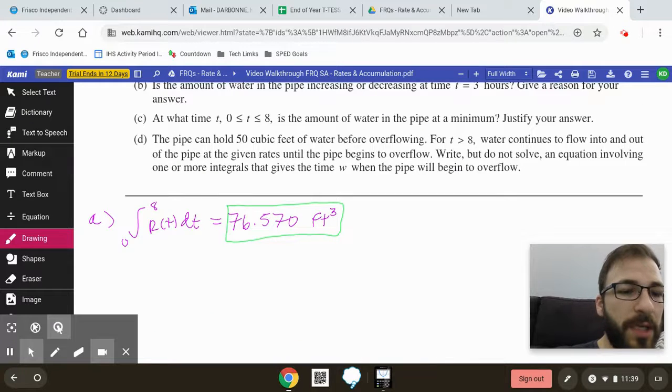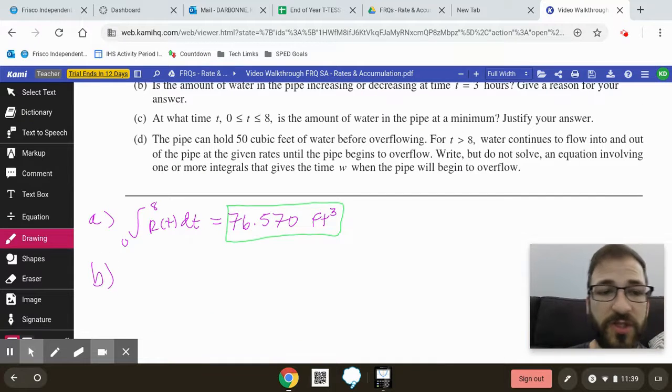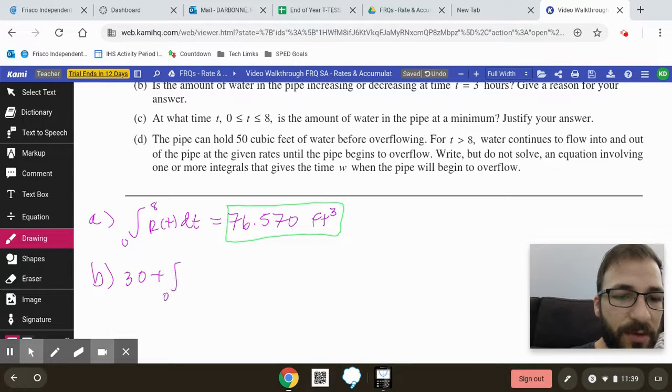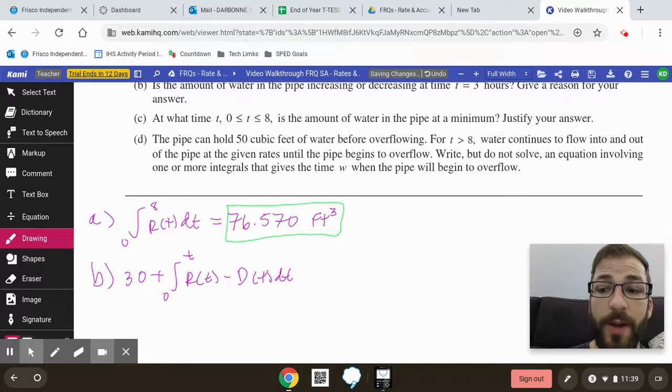So for part B, this is going to be the first time of our mega equation for this one. So 30 plus the integral from 0 to t of R of t minus D of t dt. So that R of t minus D of t, that's rainwater going in minus rainwater that's draining. Then I want to know if this amount of water is increasing or decreasing. So if I want to know about increasing or decreasing, what am I going to do? I'm going to go to the first derivative. So I need to take the derivative of this equation.